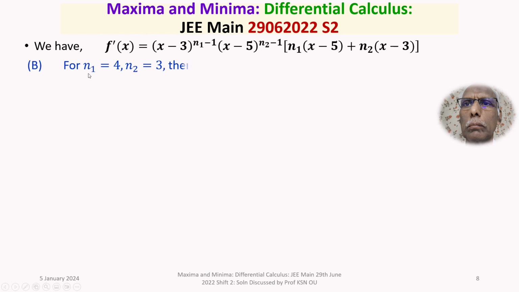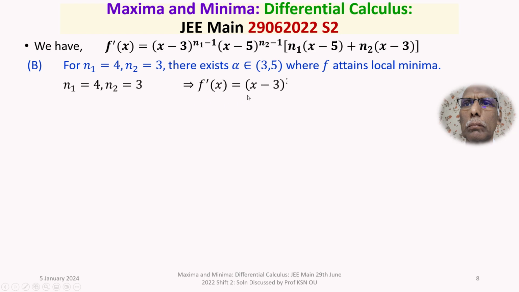In this, n1 is equal to 4, n2 is equal to 3. We have to talk about local maxima or minima at some point between 3 and 5. So substitute n1 = 4, n2 = 3 in the above f prime x. Then you will get f prime x is equal to (x - 3)^(4-1) (x - 5)^(3-1) [4(x - 5) + 3(x - 3)].